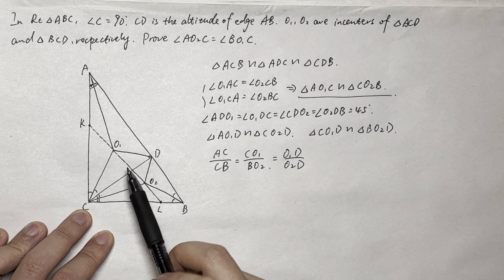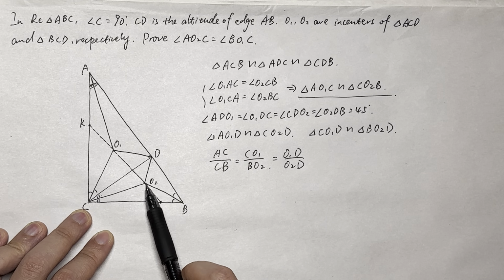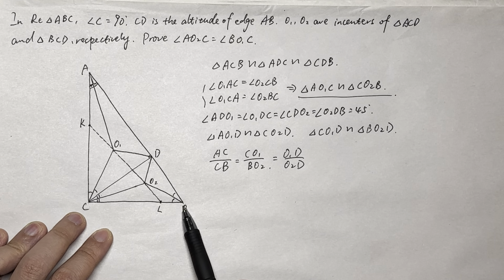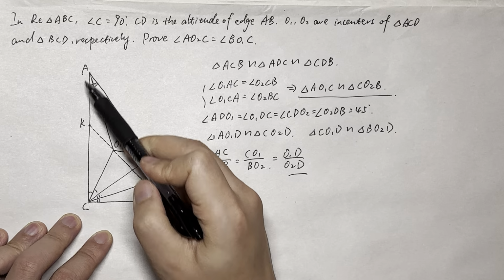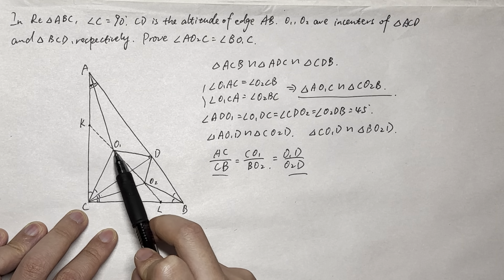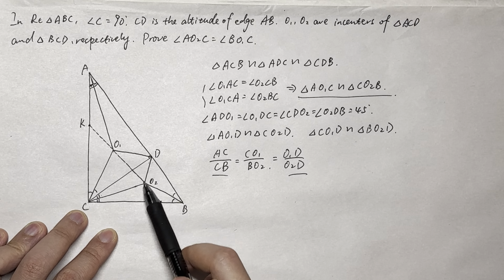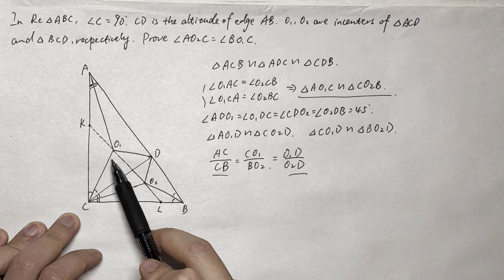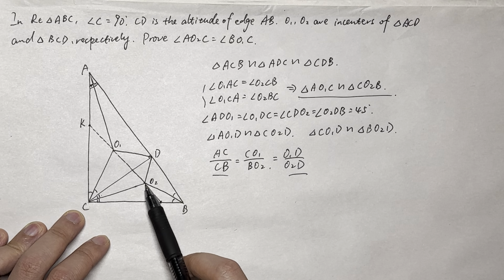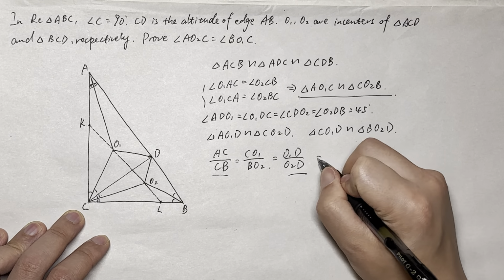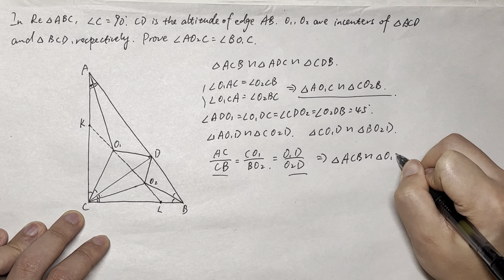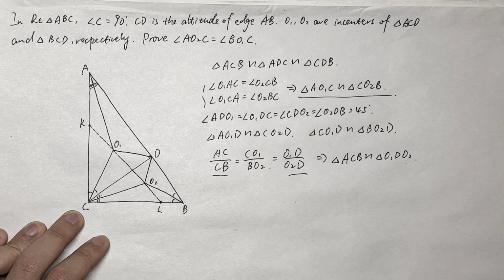And we already know that angle O1DO2 equals 90 degrees and angle ACB equals 90 degrees, which means AC to CB equals O1D to O2D. And also angle ACB equals angle O1DO2 equals 90 degrees. So we know that triangle ACB is similar to triangle O1DO2.